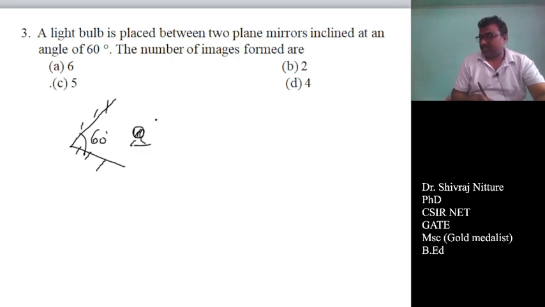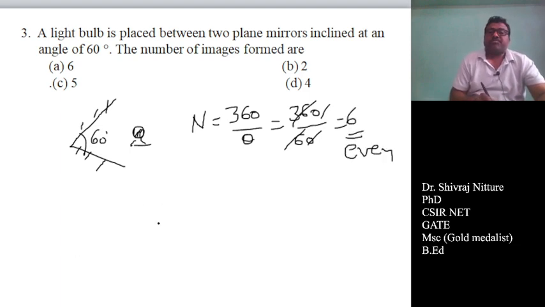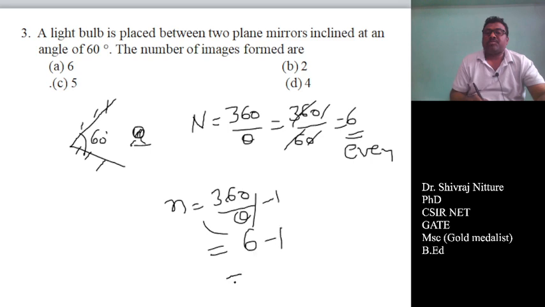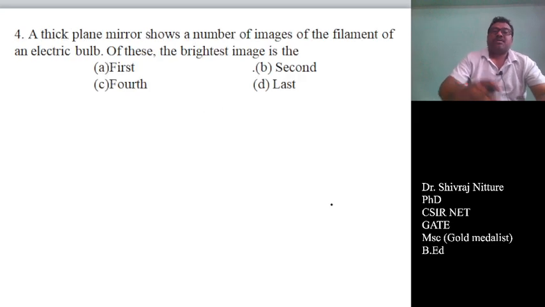As I already told you, to find the number of images, first you have to find capital N, that is 360 by theta. So 360, what is theta? 60. So this is how much? 6. It is an even number. The number of images formed in the case of an even number is 360 by theta minus 1. So 360 by theta is 6, minus 1. So the number of images is 5. Very good.